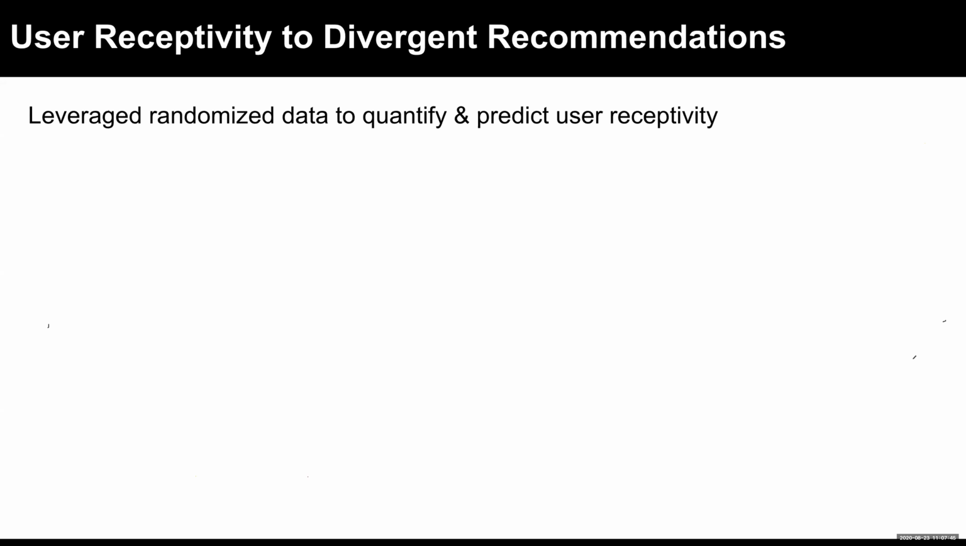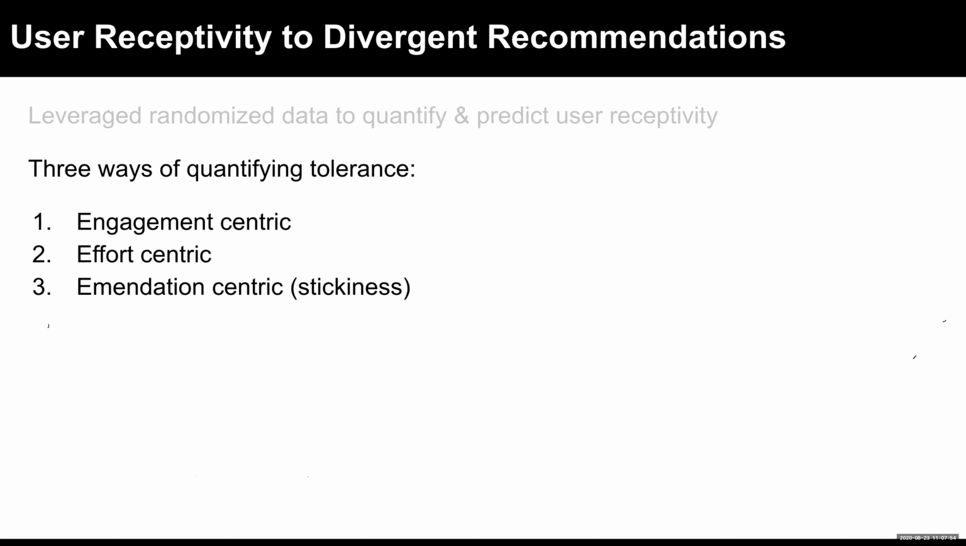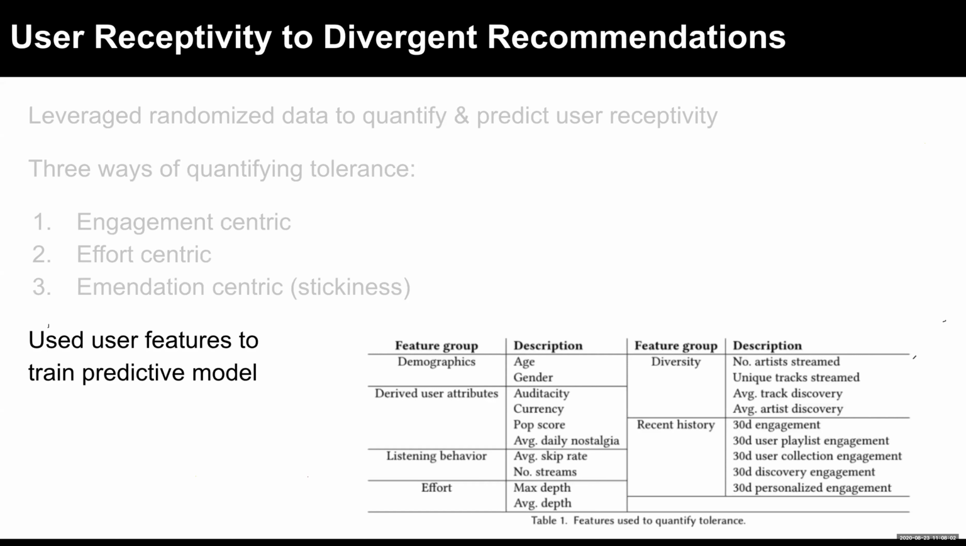If we know that this user is going to be receptive, then we can use that information in the multi-objective models, which we talked about. For that, we looked at different ways of quantifying receptivity, like engagement-centric, effort-centric, and stickiness, and we used some features to train a predictive model. Again, nothing fancy, but the core point here was: is user receptivity predictable?